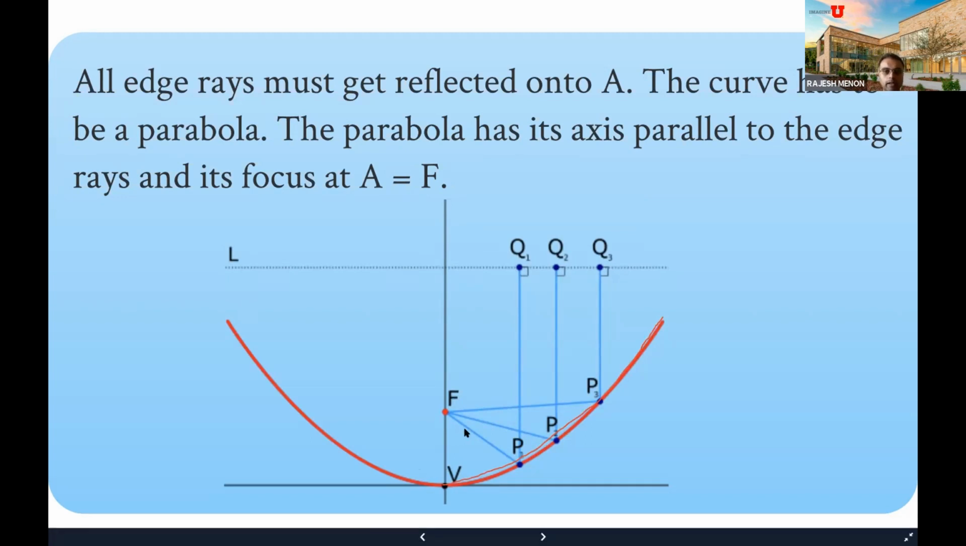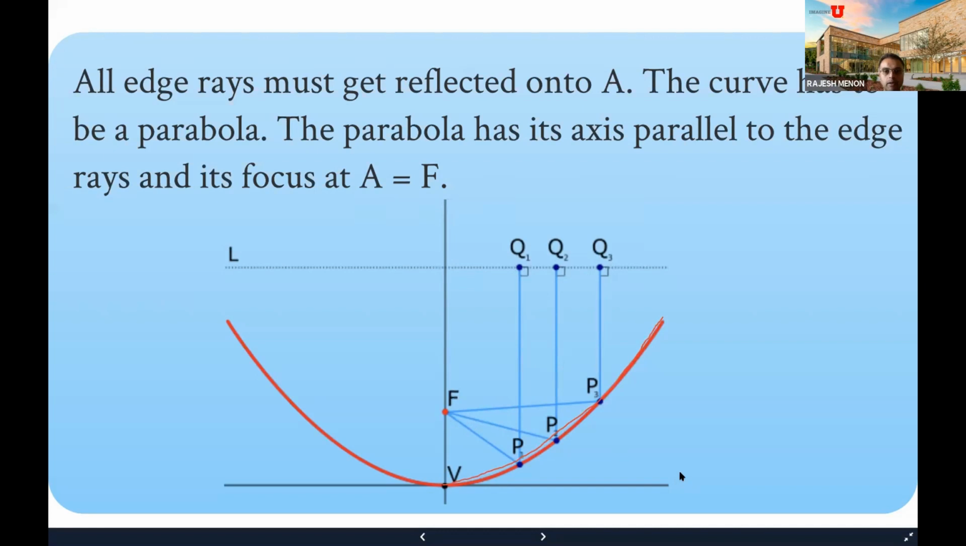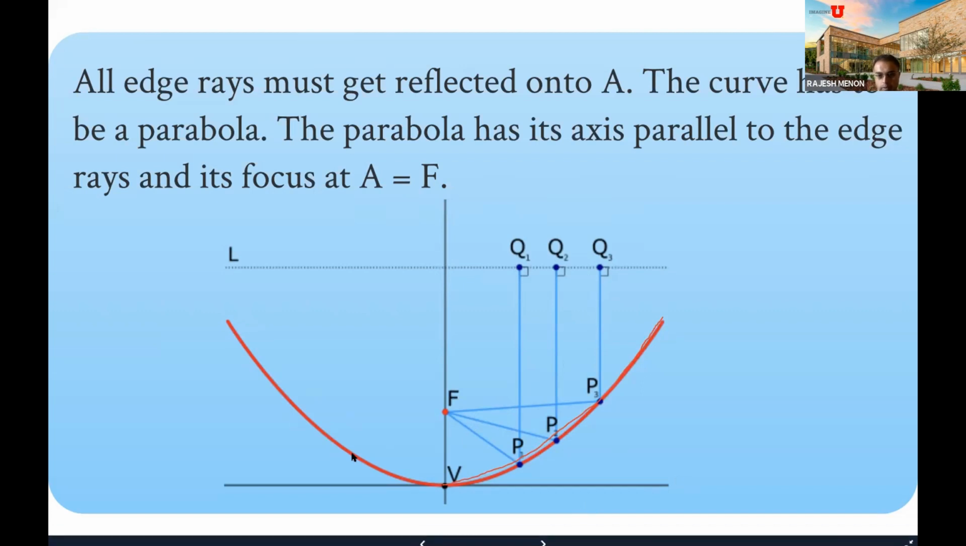Okay, so in any case, you can see that all these edge rays are focused onto F. That means that the surface now is a parabola, right? And F is the focus of the parabola. So you can see all these parallel rays have to come to F. Now I have an equivalent parabola on the other side. I'm going to put them all together. So keep that picture in mind.